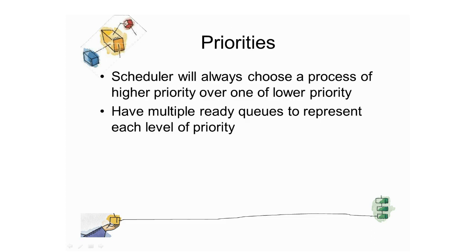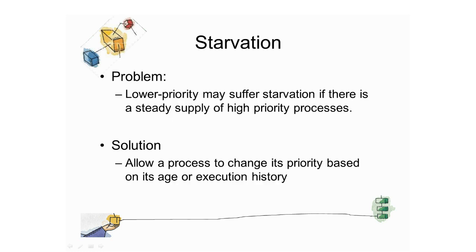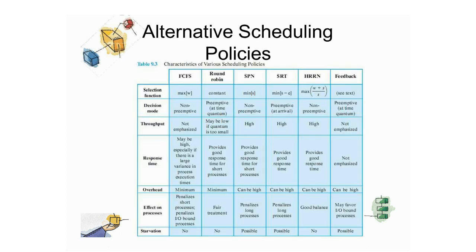And now the priorities. The scheduler will always choose a process of higher priority over one of lower priority. It has multiple ready queues to represent each priority level. Here's the diagram of priority queuing. Starvation problem: lower priority processes may suffer starvation if there is a steady supply of high priority processes. The solution is to allow a process to change its priority based on its age or execution history.